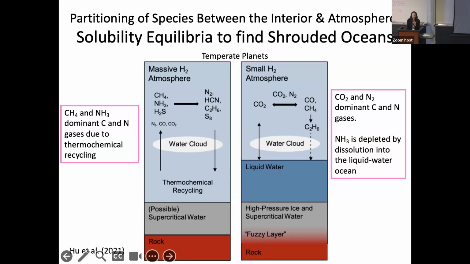And so this sets a surface, as we saw from the Yu et al. paper, but also Hu and collaborators found that ammonia would be even further depleted because it likes to dissolve in the liquid water oceans. And so they predict that for temperate sub-Neptunes that don't have liquid water oceans, methane and ammonia would be the dominant carbon and nitrogen carriers, whereas in cases with liquid water oceans shrouded by a smaller hydrogen-dominated atmosphere, carbon dioxide and nitrogen would be the dominant carriers.